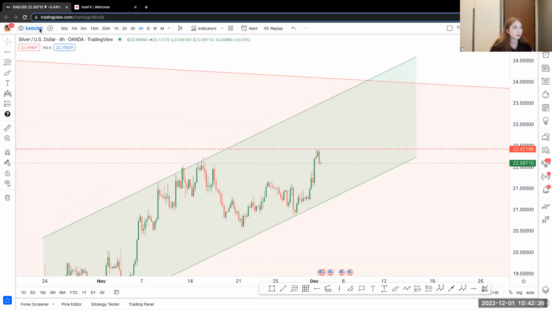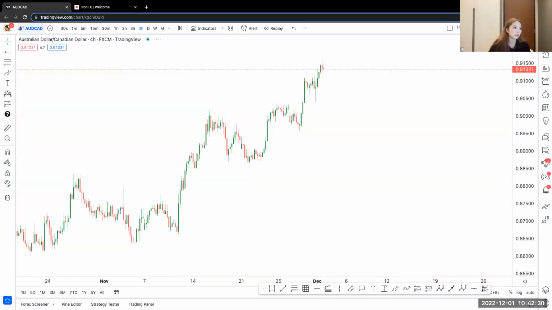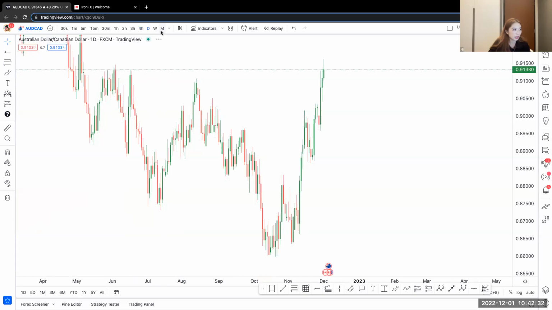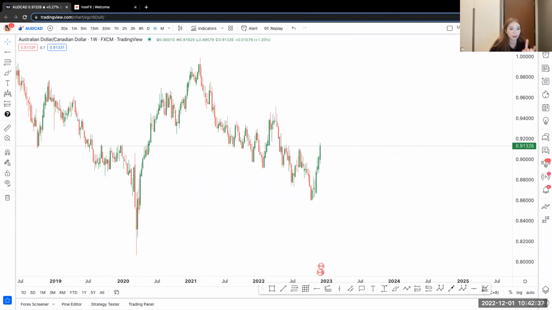Okay, so let's do Aussie CAD. Someone wants to also see how to draw on a 15-minute chart. I think 15 minutes the way you should do it is about the same as an hour. However, it's way too fast. So I will do the 15 minutes on Aussie CAD. All right.